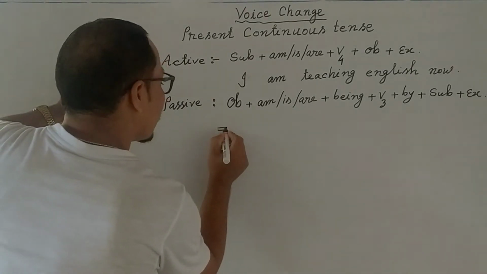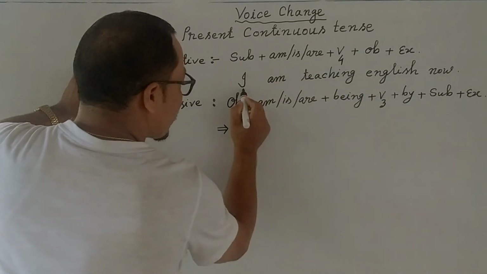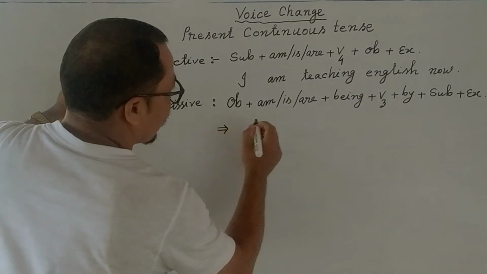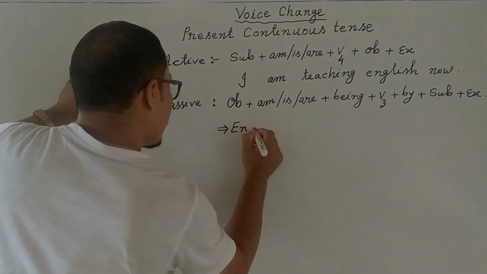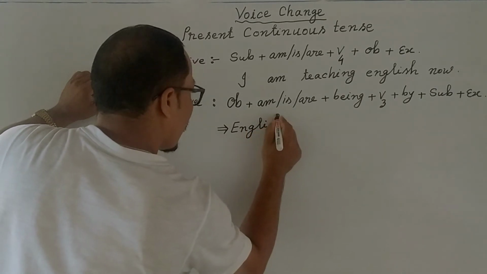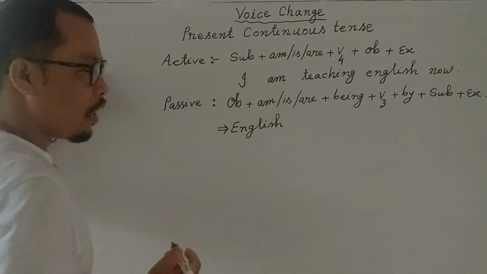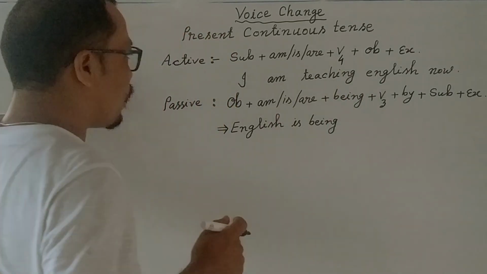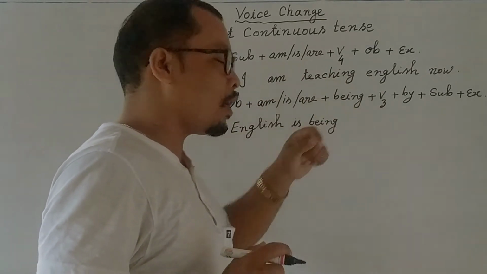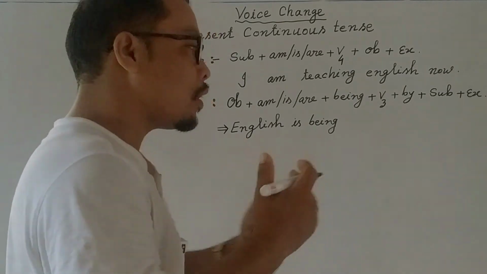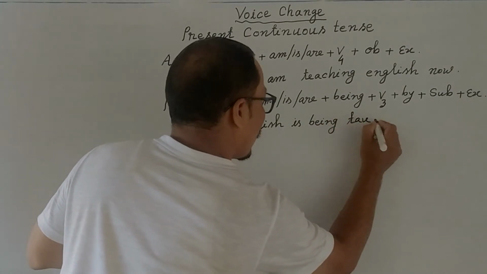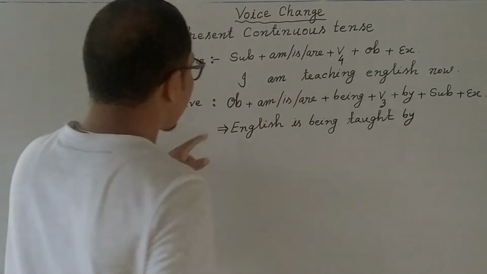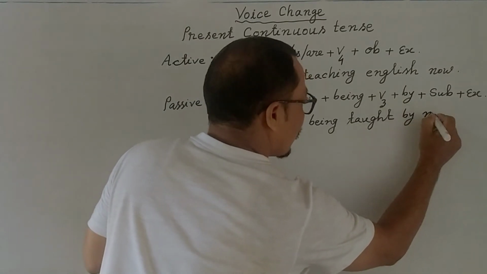So let us write the sentence. I am teaching English. What is the subject? I is the subject. Am is the helping verb. Teaching is the verb. English is the object. To make the passive form, in the very beginning we have to write the object. What is the object of this sentence? English. Then after am, is, are, English is third person singular, so we have to write is. Then after that, the formula being. Now the verb should be in third form. Teaching is in present participle. Now in passive form, the verb should be in third form. What is the third form of teaching? Taught. Teaching, taught. T-A-U-G-H-T. This is the third form. Then after that we have to write by. Then the subject. What was the subject? I. The subject we will write as object, so it will be me.